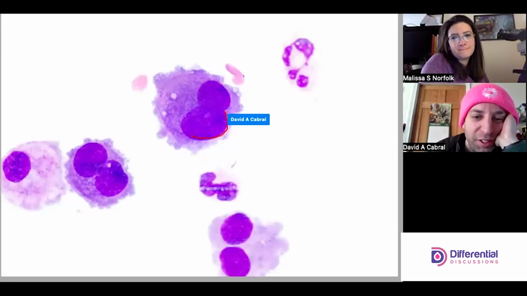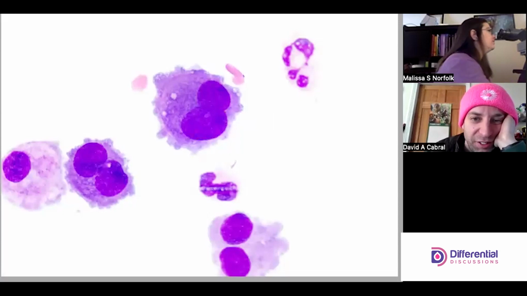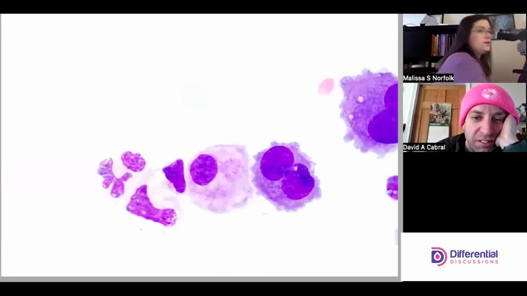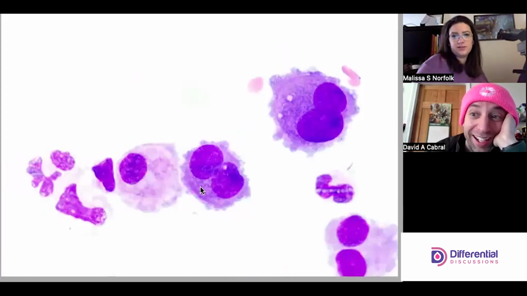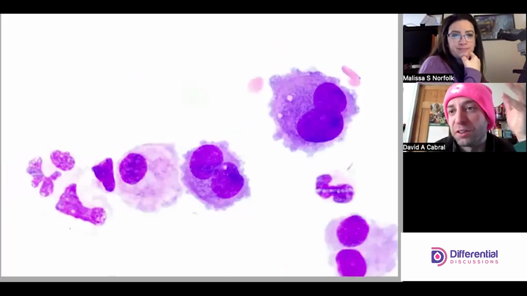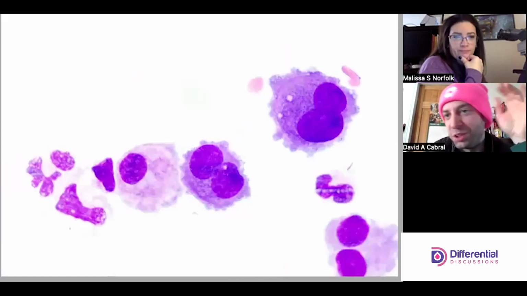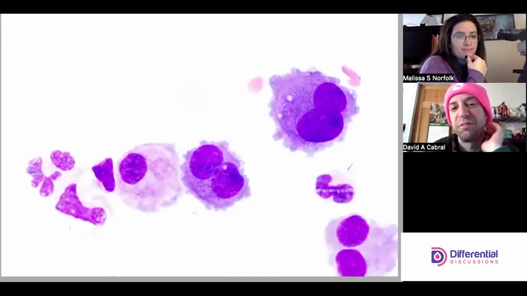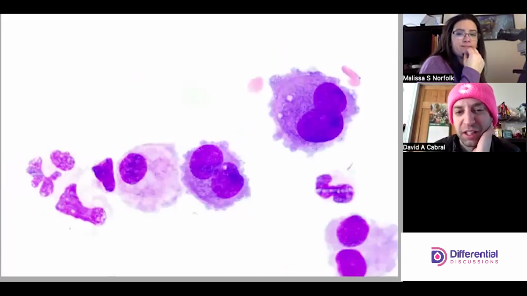I love mesothelials. That one's really pretty. It's very pretty cells. And look, it's right next to a macrophage. This is cool too, to be able to have a contrast like this. There becomes some degree of difficulty between macrophages and mesothelial cells, especially with sufficiently degenerated, older mesothelial cells. But there's a good contrast there.